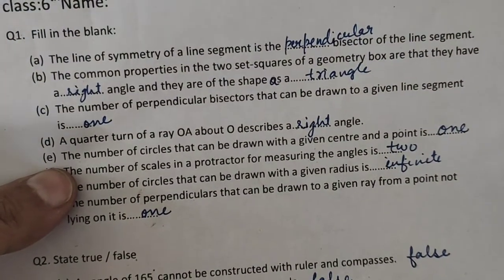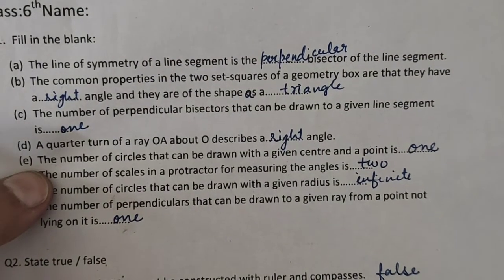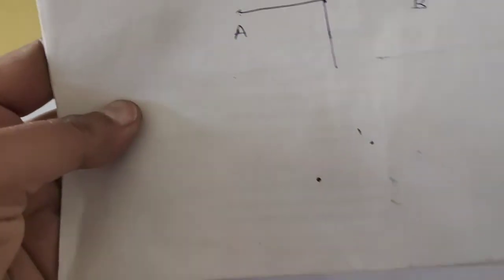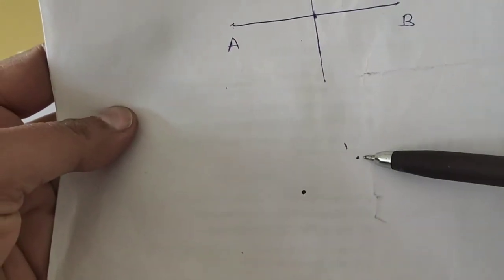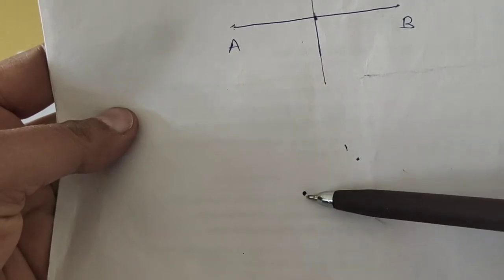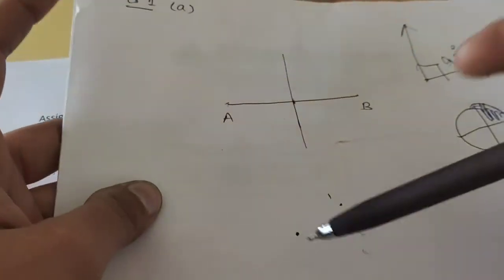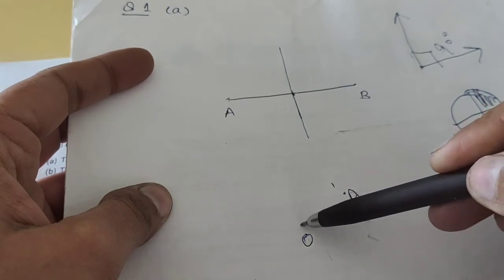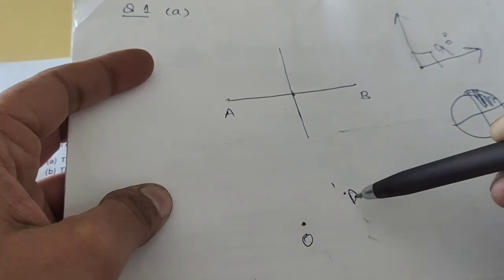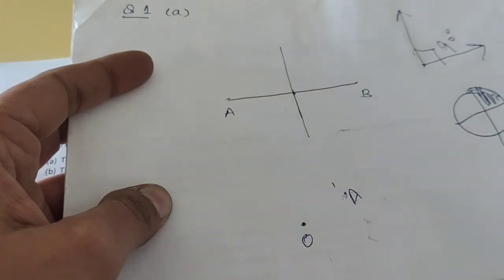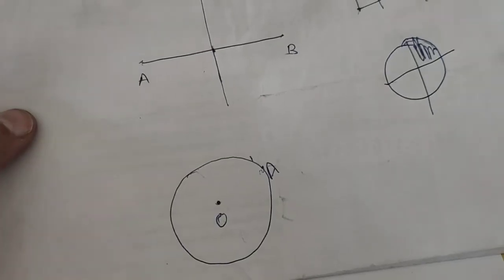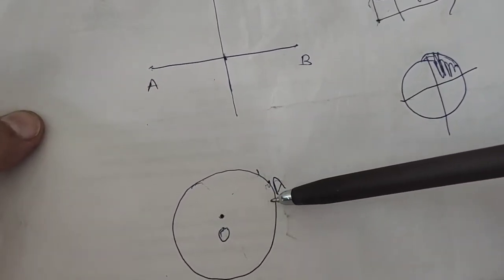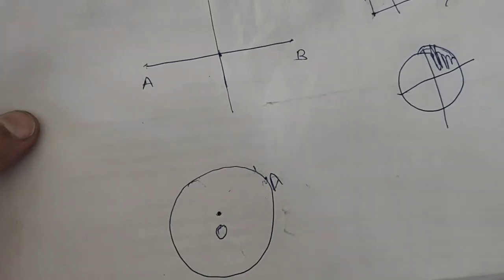Now the E part: the number of circles that can be drawn with a given center and a point is dash. This is the given point, and this is the center. Let me give the names: suppose this is O and this is A. We need to draw a circle taking center O that passes through A. How many such circles can we draw? Passing through this point and taking this as center, we can draw only one circle. We cannot draw any other circle. So the answer is 1.